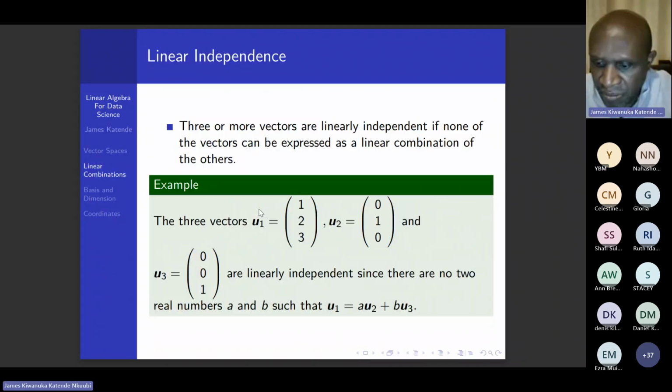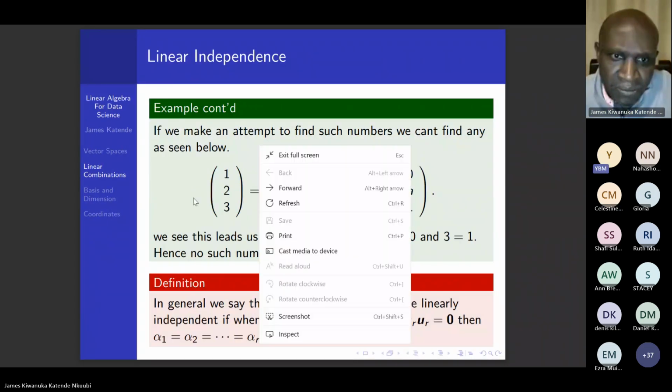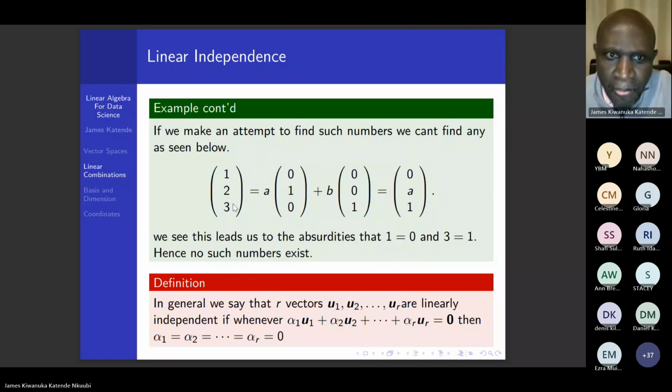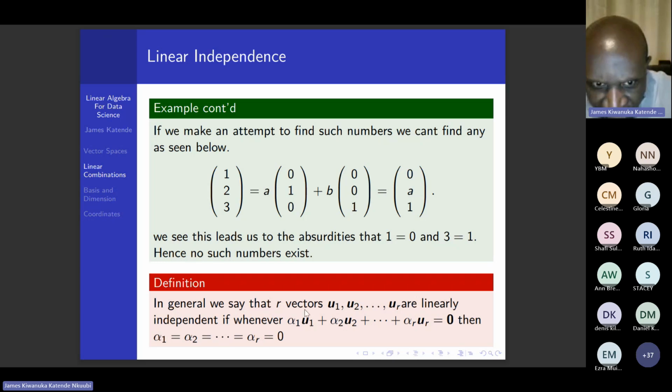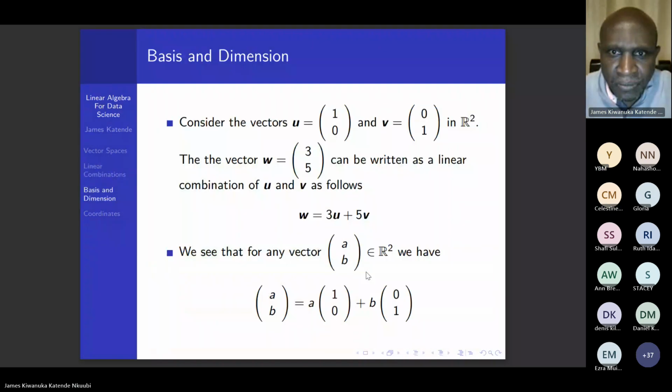So we've checked. No, I think we had seen this. We've also given the definition of linear independence. There are other ways of checking for linear independence, but again, like I said, we need some new tools to be able to do that, which we haven't learned. For now, we are trying to do that using simple examples. So we'll continue with this basis and dimension.